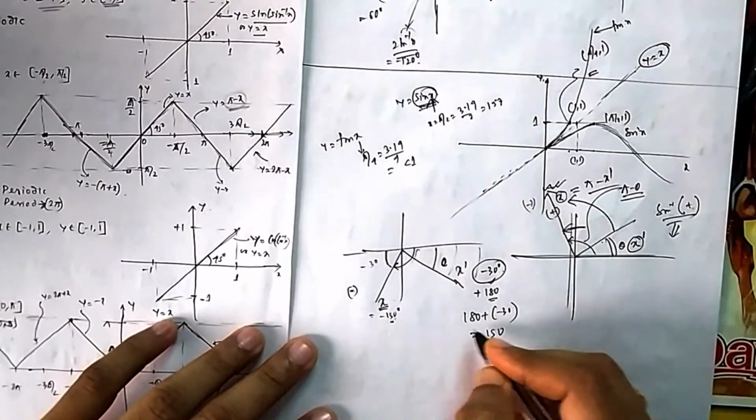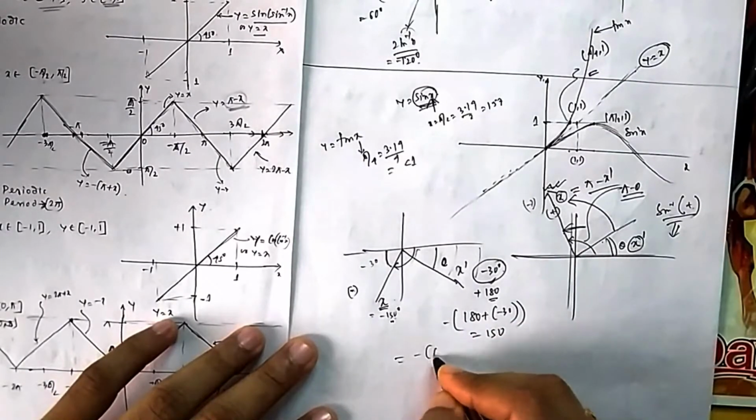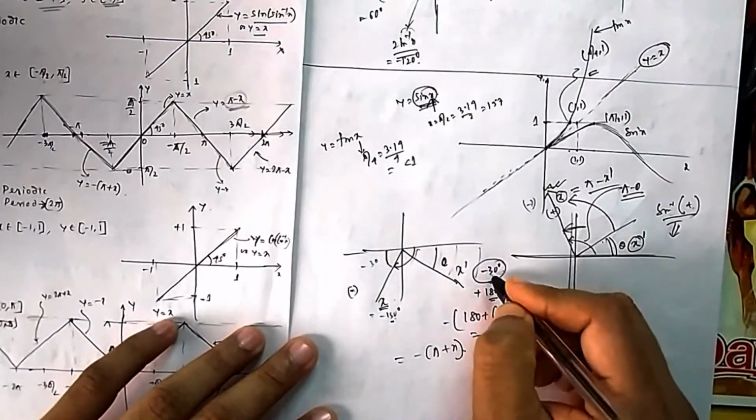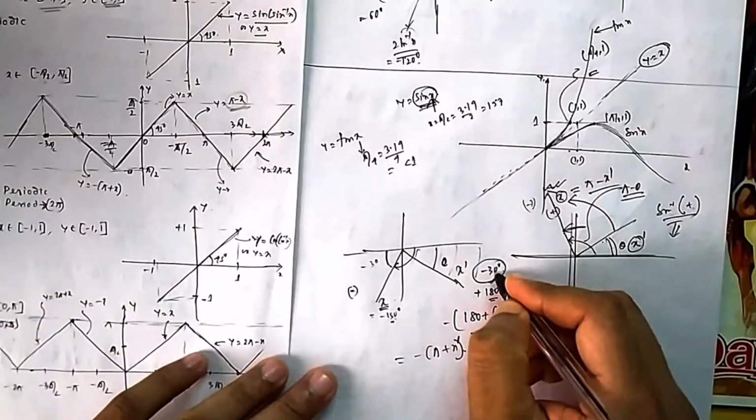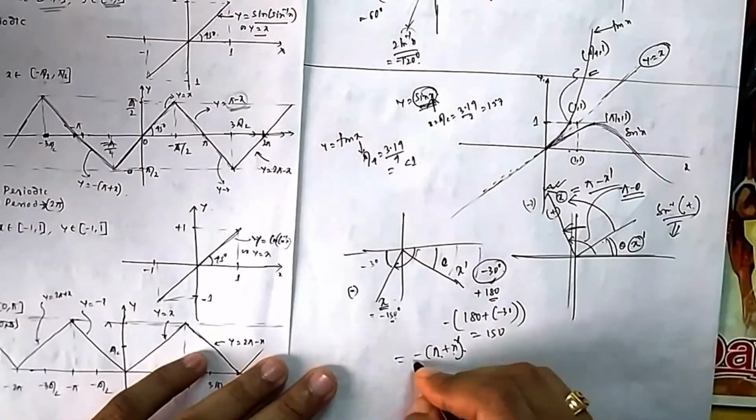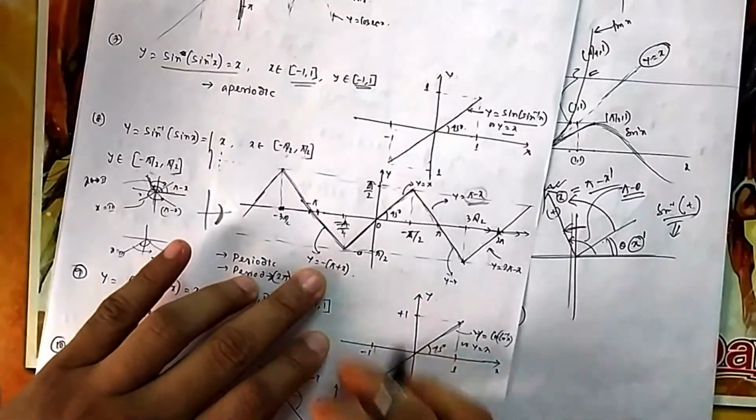But this is in the negative direction, so minus of this one. So that's why minus of pi plus x. Here x is x dash. X dash is minus 30, so pi plus x dash will give you 150, then minus. So you can see minus of pi plus x.